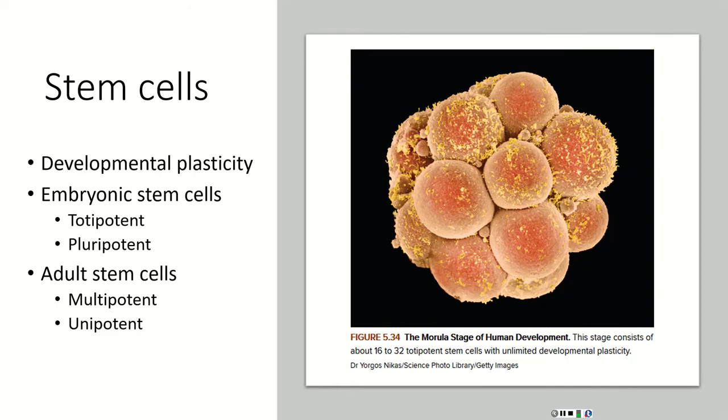Now, once we get to that 3-layer structure that we saw, we still have plasticity. It's just a little bit more limited. We saw that each of those layers could become a certain tissue type, but they're limited in what tissue types they could become. As we age, we get fewer and fewer and fewer stem cells. And not only are there going to be fewer stem cells, they have much more limited plasticity.